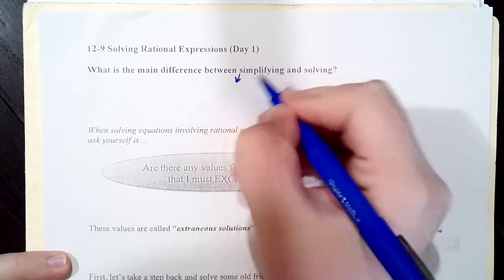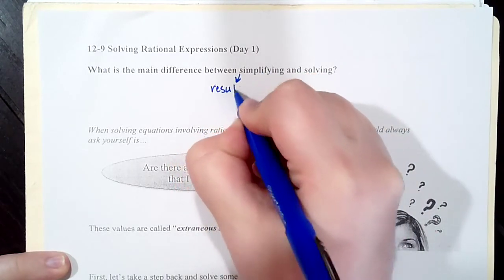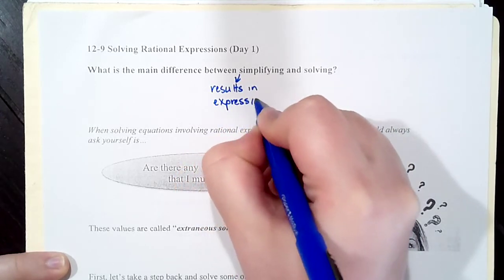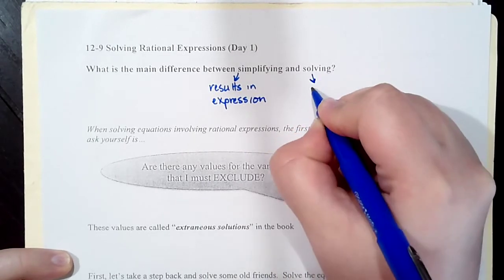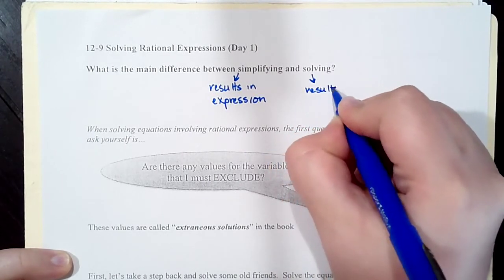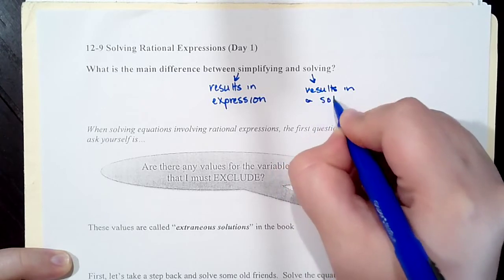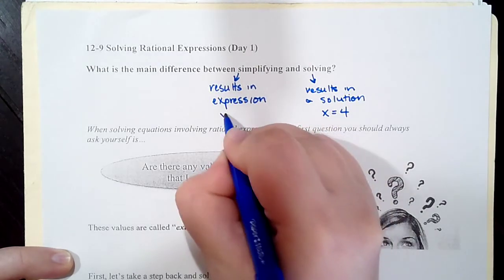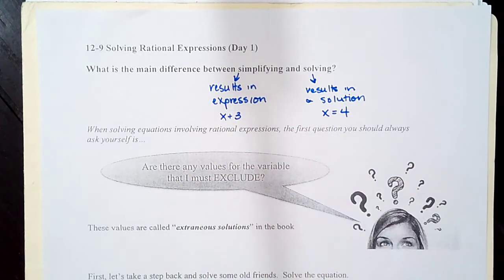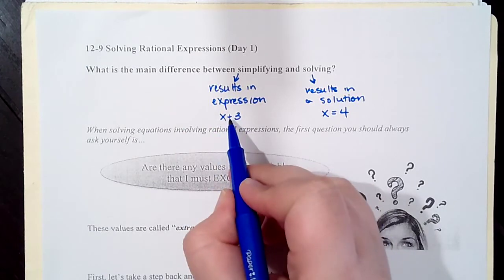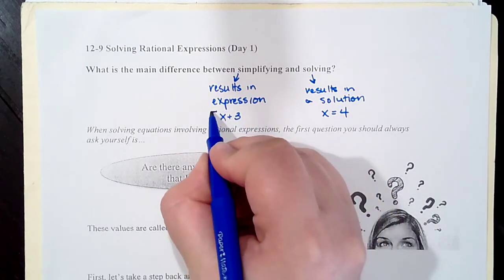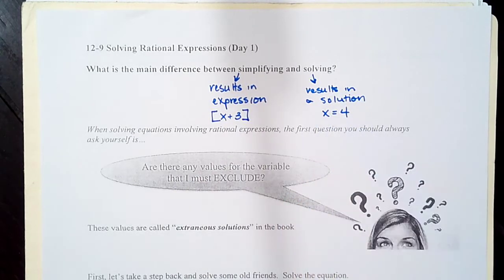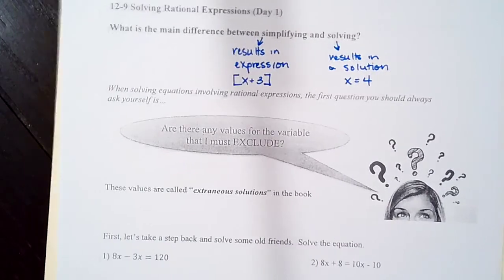Well, simplifying usually results in an expression. It usually doesn't give us an answer, whereas solving results in a solution. For example, something like x equals 4 would be a solution, while x plus 3 would be an expression. We don't exactly know what x is, we just know what it is in the context of other numbers. Whereas when we're in a solution, we know exactly what value should go in for x.